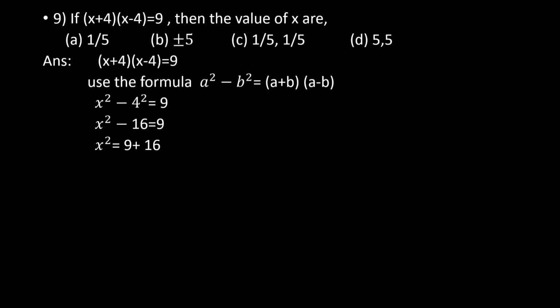By adding them both I'll get 25. What is the square root of 25? We'll get 5. But here we need to write plus or minus 5 only. We can't write just 5. So x value is equal to plus or minus 5. Therefore option B, plus or minus 5, is the correct answer.